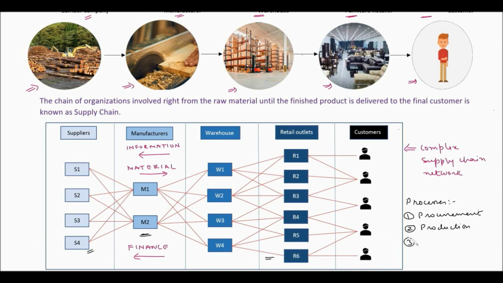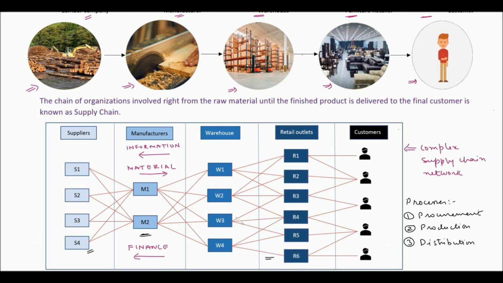And the third key process is distribution to the end customer. So as you can see in this network, once the product is ready, it goes to the warehouse, then to the retail outlets and to the customers. So distribution is the third key process which forms the entire supply chain.